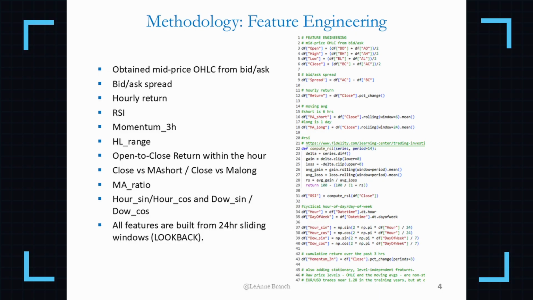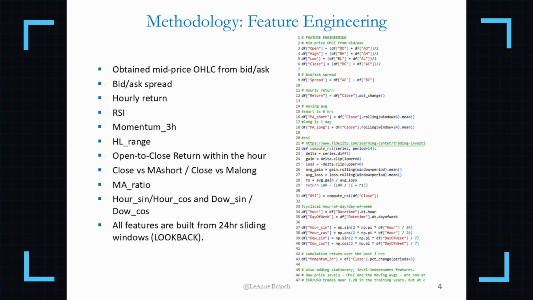I took the prices that were there and I started calculating the hourly return, the spread, the RSI. If you've ever looked at a candlestick chart, you'll see indicators that traders will put on them, and one of those indicators is RSI. I also did moving averages as another indicator, so I calculated that and put it in its own column. Momentum and moving average ratio, and all of these are taking into consideration a 24-hour look-back window.